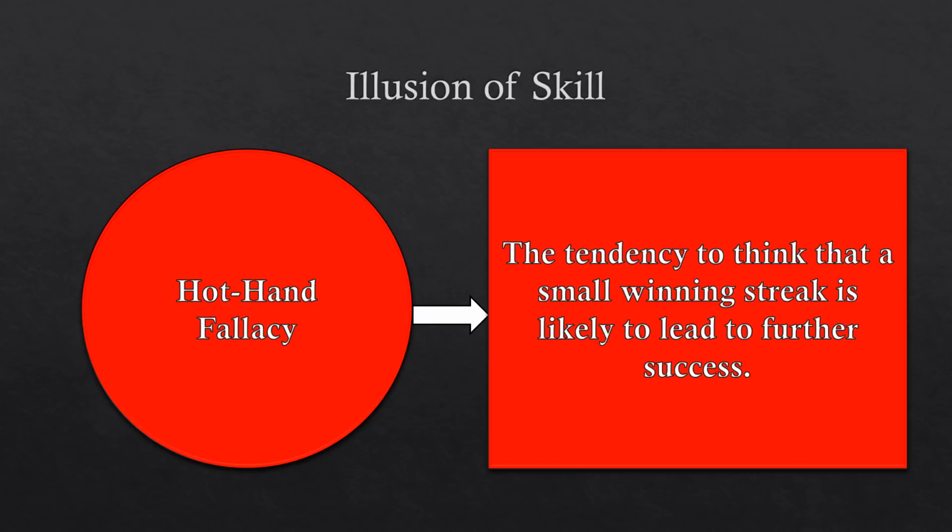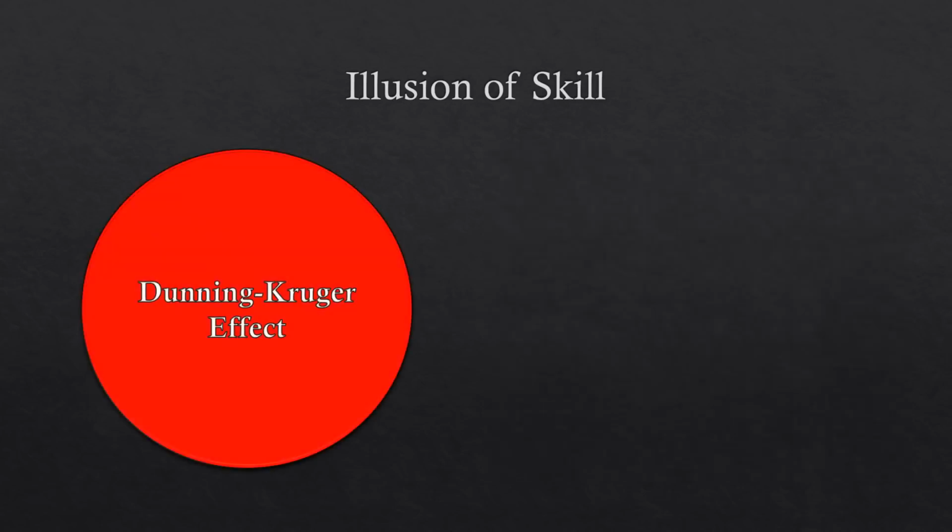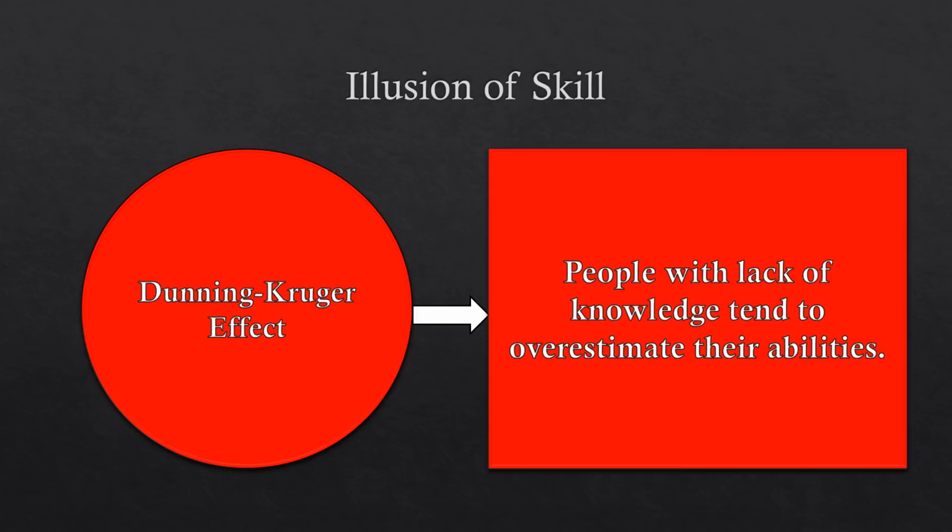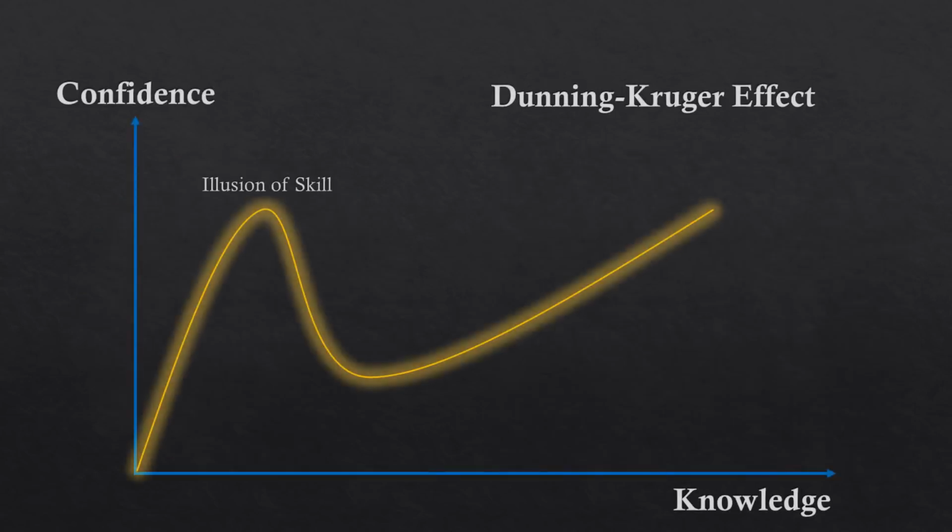The other bias that adds to the illusion of skill is called the Dunning-Kruger effect, which states that a person with lack of knowledge tends to overestimate their abilities. In other words, the less a trader knows about trading, the more confident the trader tends to be about his abilities. If we look at the geometric representation of the Dunning-Kruger effect, we'll see that confidence rapidly rises with minimal knowledge about any given topic. This is a situation where arrogant incompetence and illusion of skill can occur.